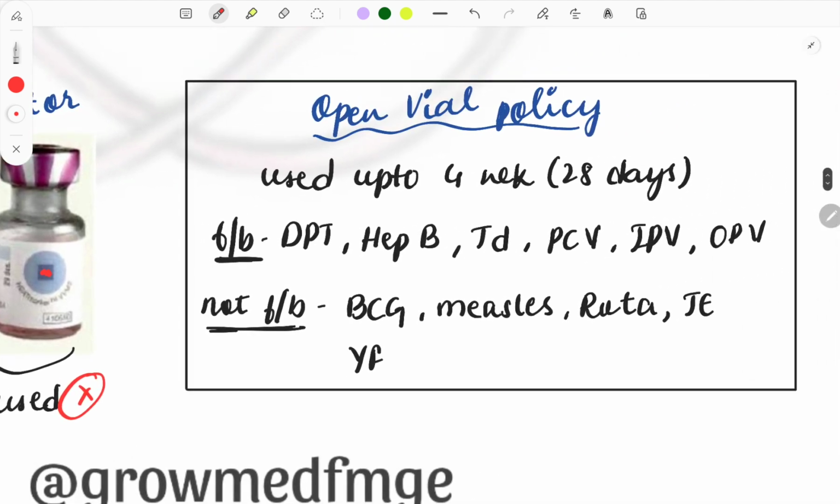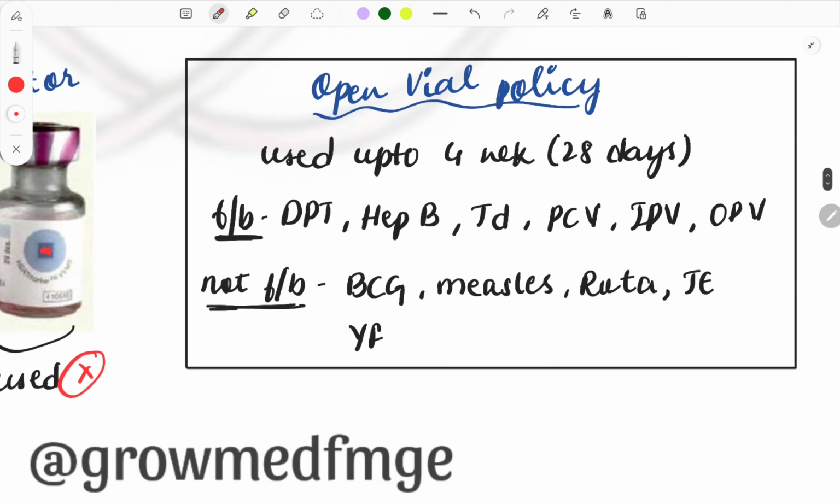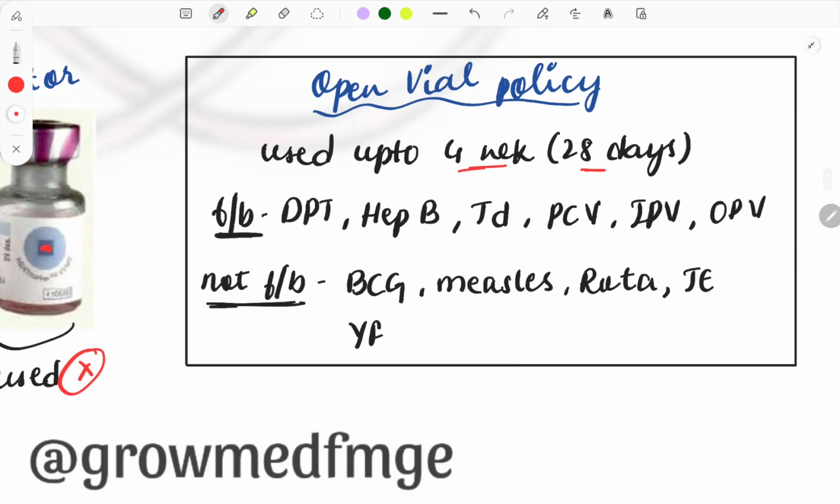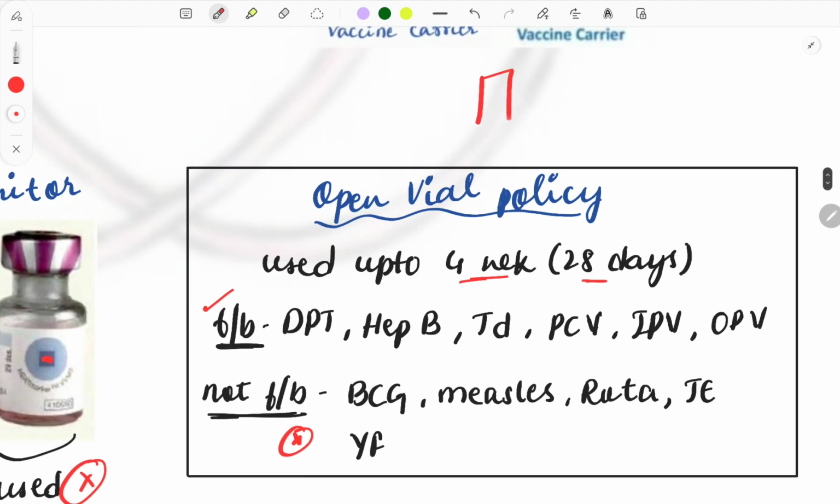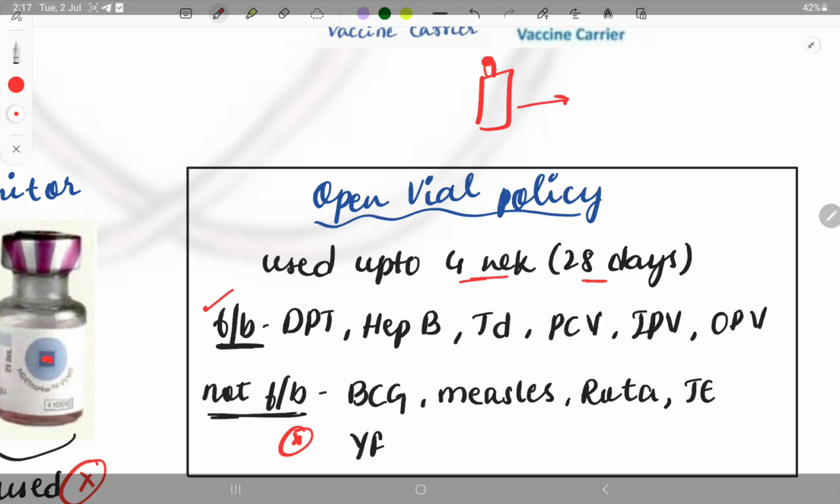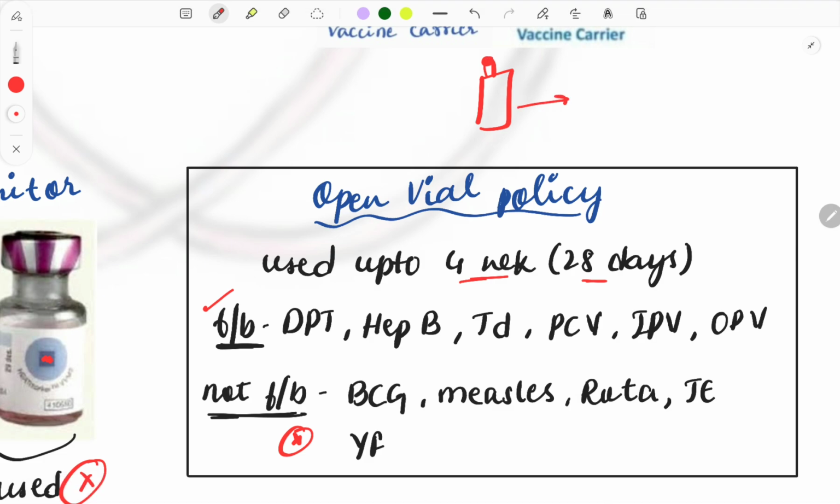Then the open vial policy. It can be used for various vaccines, and these can be used for up to 4 weeks, that is less than 28 days. It is followed by various vaccines: DPT, hepatitis B, TD, PCV, IPV, and OPV, and the remaining ones do not follow the open vial policy. What happens is that you have opened the vial, and you can keep this vial for almost 4 weeks and use it again. So this is one advantage of the open vial policy.